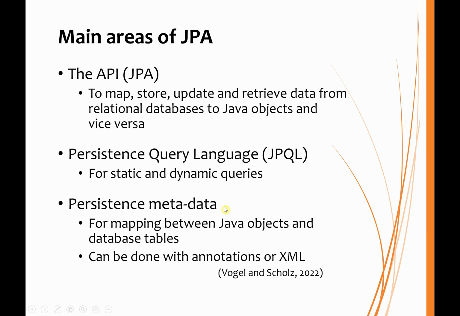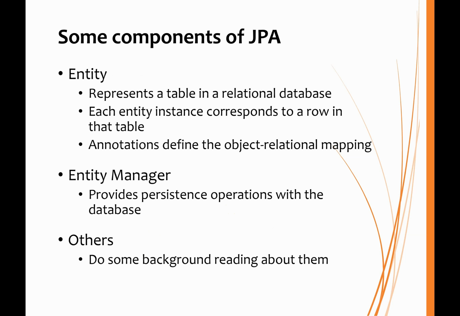There's also the persistence metadata. Now this is very important because it defines the mapping between the objects in our program and the database tables. And we can do that with annotations or XML. In this module, we're going to use annotations. Some of the components that we need in JPA include entity, entity manager, and indeed others.